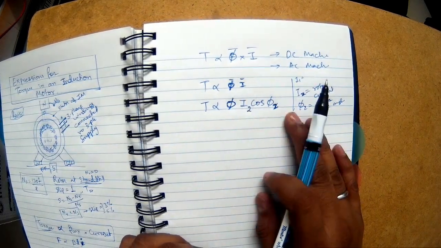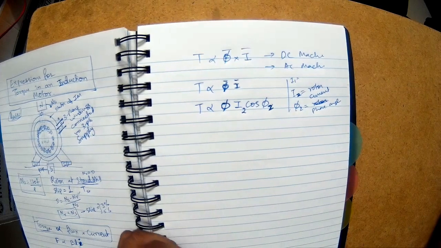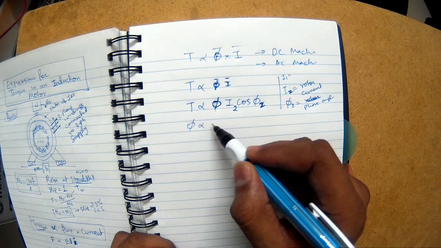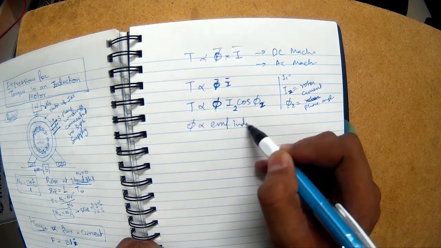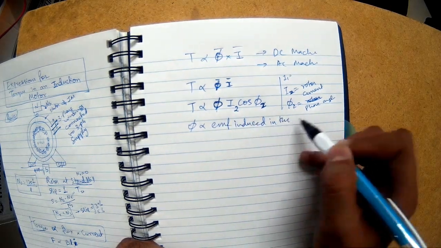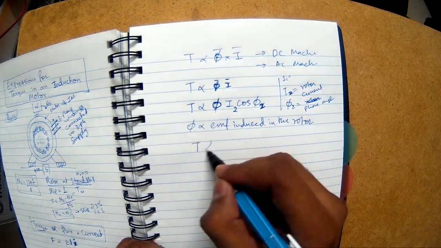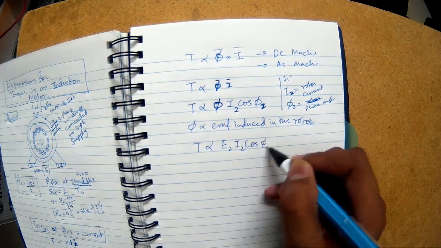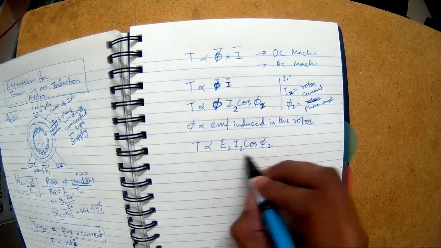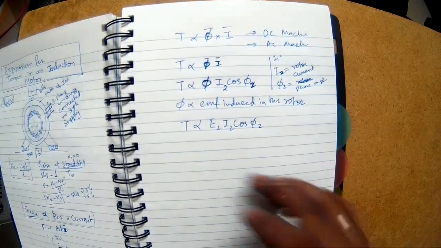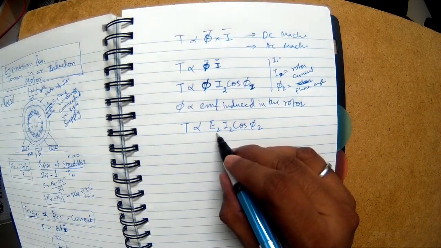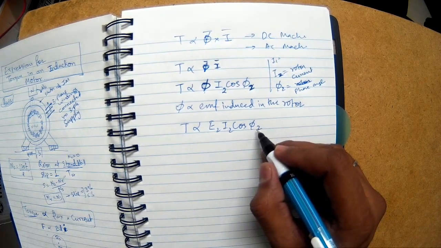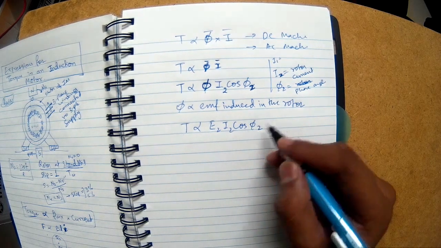Now I want to further simplify this. What is flux proportional to? Flux is proportional to the EMF induced in the rotor. So let's denote that as T proportional to E2 I2 cos phi 2. So the torque is proportional to this. Here E2 is the EMF induced in the rotor per phase, I2 is the current in the rotor per phase, and cos phi 2 is the power factor of the rotor per phase. And it's a three phase.